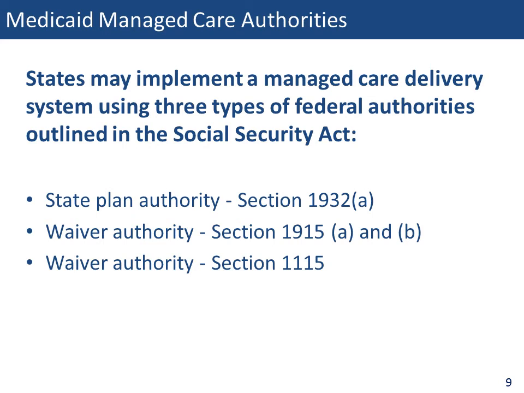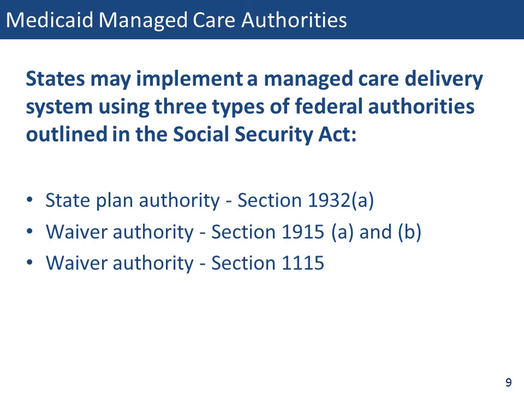So when the state says, hey, we want to do managed care, how is it that they implement this? Well, they have to get authority from CMS to do it, and there's actually 3 methods of doing this. There's now state plan authority. There didn't used to be, but through the Section 1932A of the state plan, a state can implement managed care.